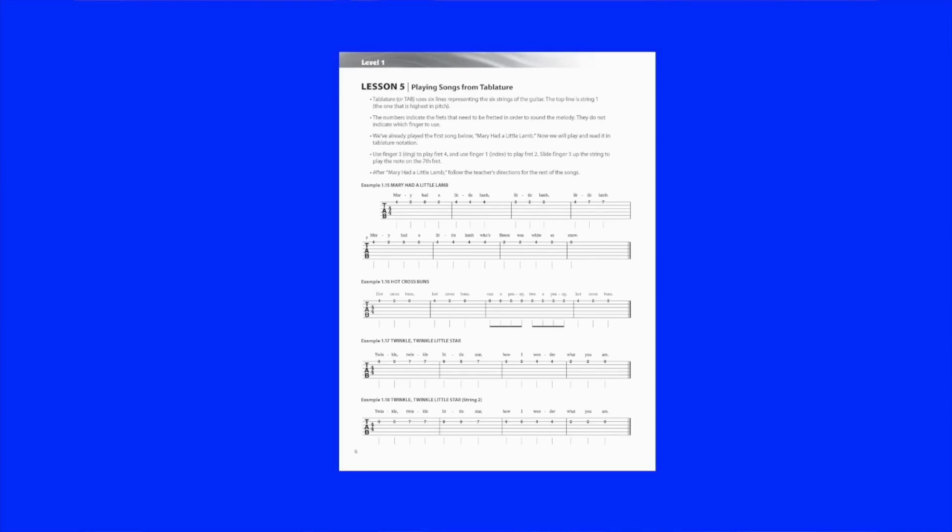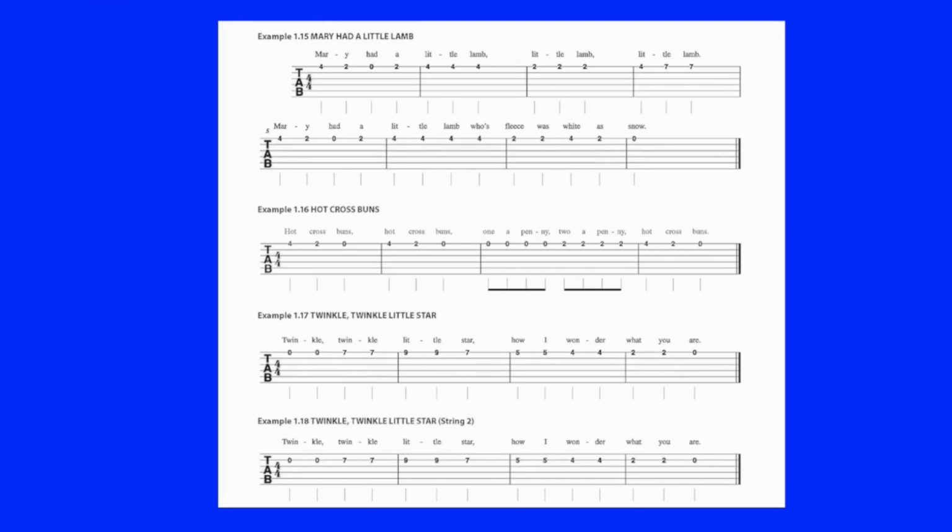Here's a sample page from level 1. The students have not learned traditional notation yet. They are learning by rote, using tablature, and having the teacher demonstrate. Here the students are playing some very simple children's songs. They play and sing the songs. The teacher demonstrates and plays along with each one, or the teacher can use the audio and video lessons to guide the students through this.